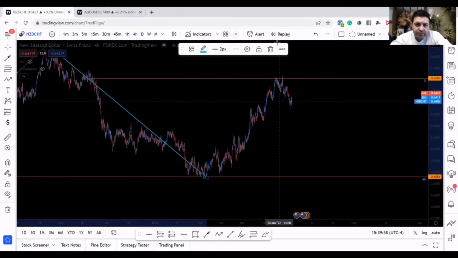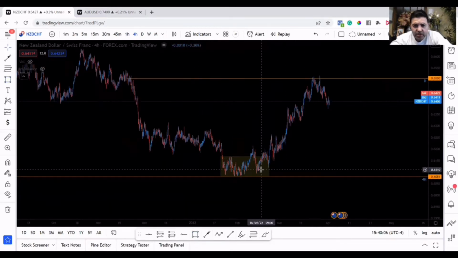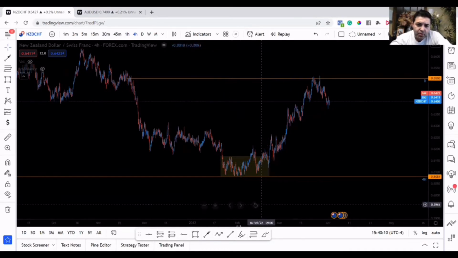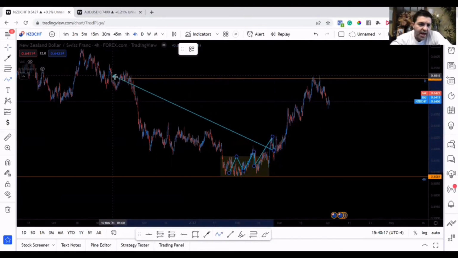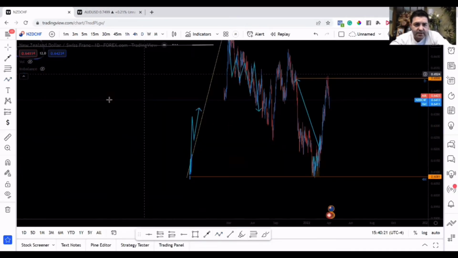And being here, when we used this strategy called the banker strategy, it created some accumulation here. And then it broke out of the box. It created this accumulation, broke out of the box, and has now mitigated this daily candle. And that's where we are.